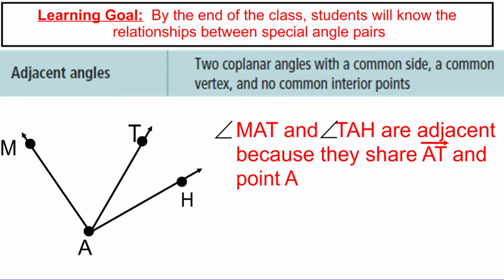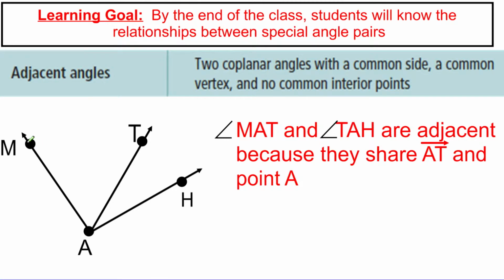Our first one, let's just jump right in, is called adjacent angles. This keyword adjacent is something that you should have heard before. The word adjacent just means next to, and the official definition says two coplanar angles with common sides and common vertex and no common interior points. That's a little fancy. What we really mean when we say adjacent angles is two angles that are right next to each other and they share one ray.